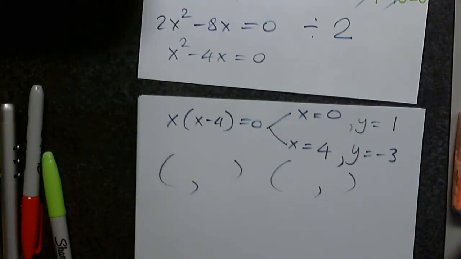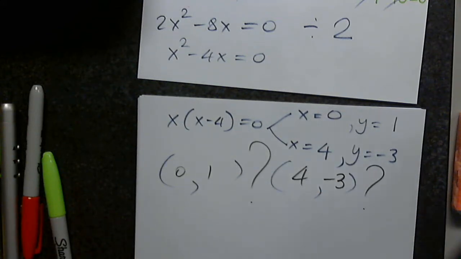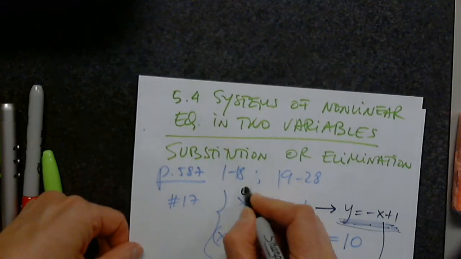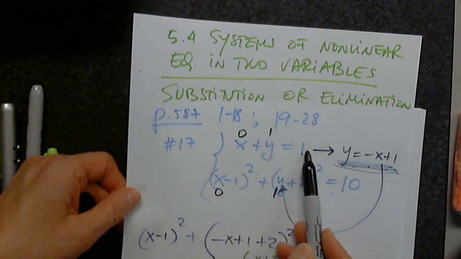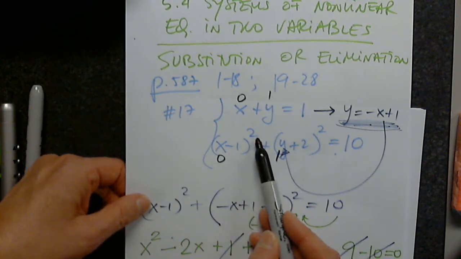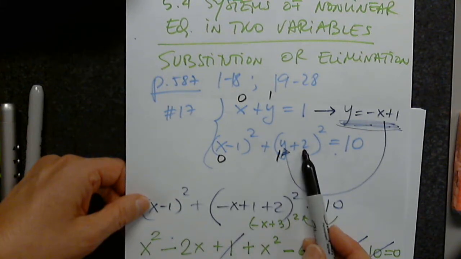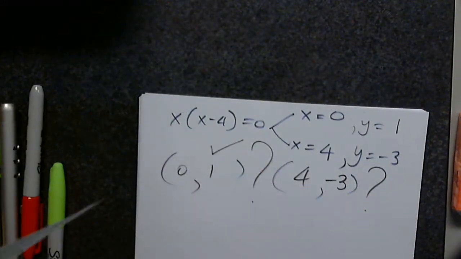So how many solutions again do we expect? I don't know if they work. I haven't checked yet. But what do I expect the solutions to be? Awesome. 0, 1 and 4, negative 3. With a question mark, I go back to the original problem and plug in 0, 1. Let's check. 0 plus 1 is 1. 0 minus 1, negative 1 squared, 1. Very good. 1 plus 2, 3 squared, 9, plus 1, good. So this is a yes.